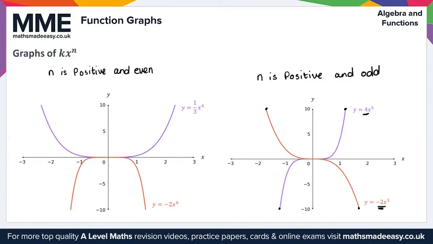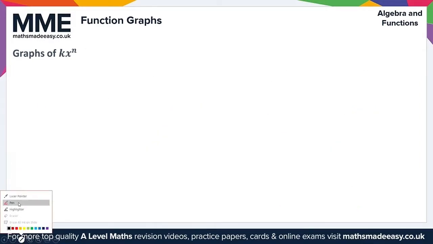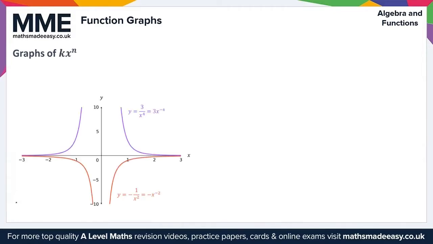Okay, so first let's clear the screen here, and let's get some more examples up. So now, let's take a look at this example here. This is when n is negative, so n is negative and even. Now when n is negative and even, we notice the graphs are mirror images in the y-axis. And we also notice that they're above the x-axis if k is positive, so that's represented with this purple curve here, and below the x-axis if k is negative.